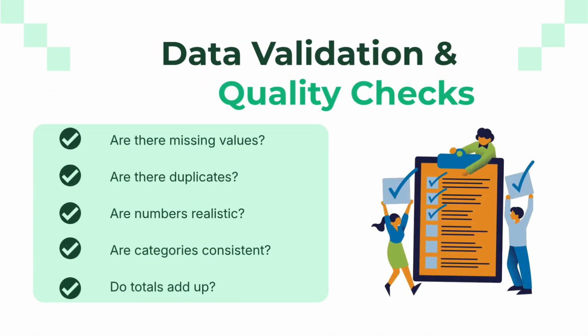So once you've cleaned and transformed your data, how do you actually know it's ready? This is where data validation or quality checks come in. Some common quality checks include: are there any more missing values? Are there any duplicate rows? Are the numbers within a realistic range? Are the categories consistent? And do the totals add up correctly?